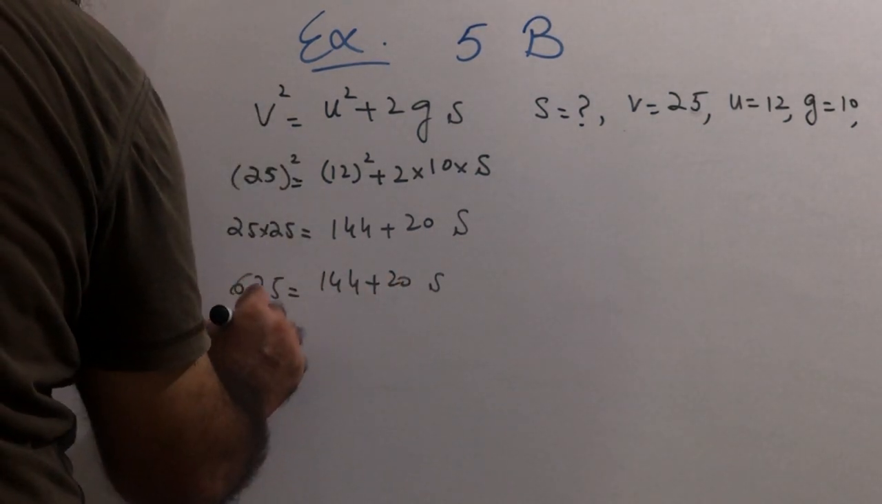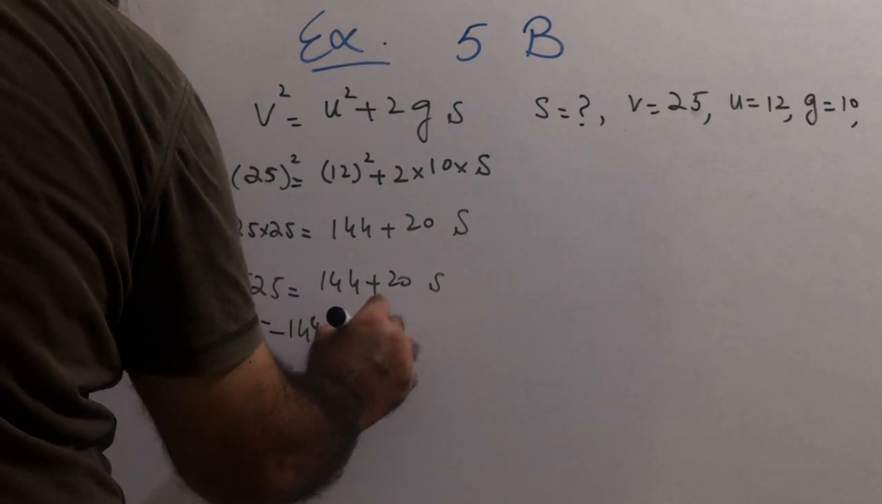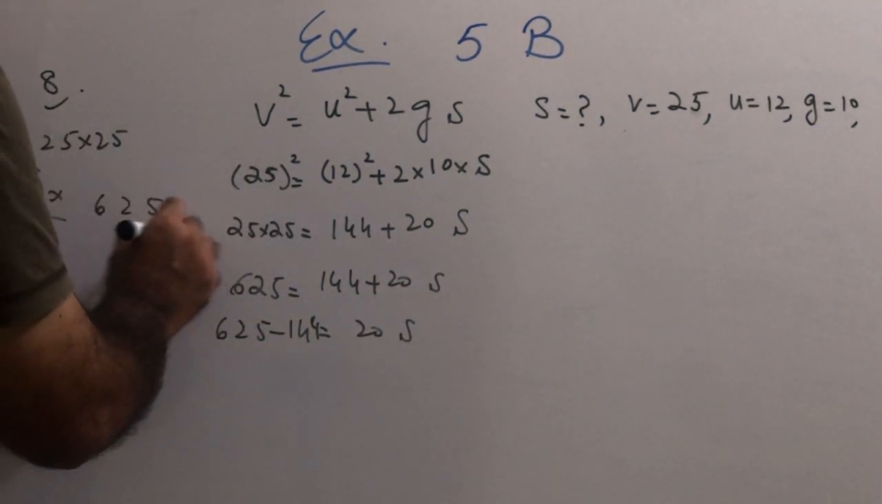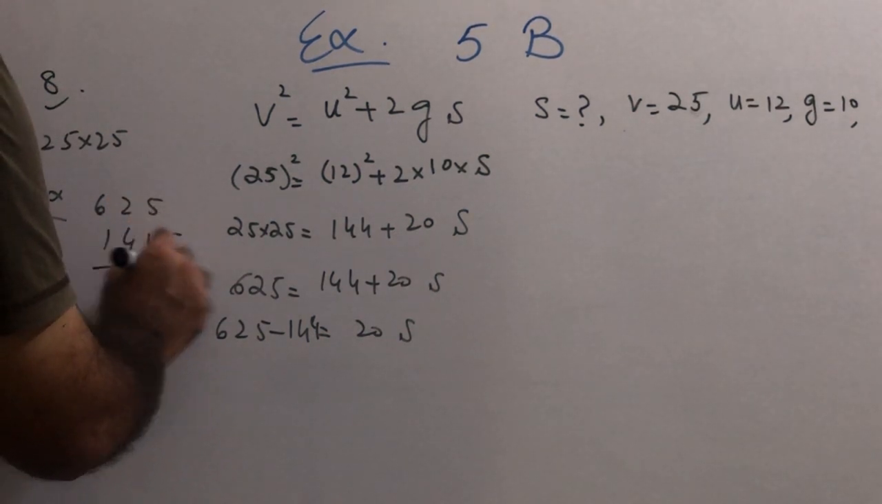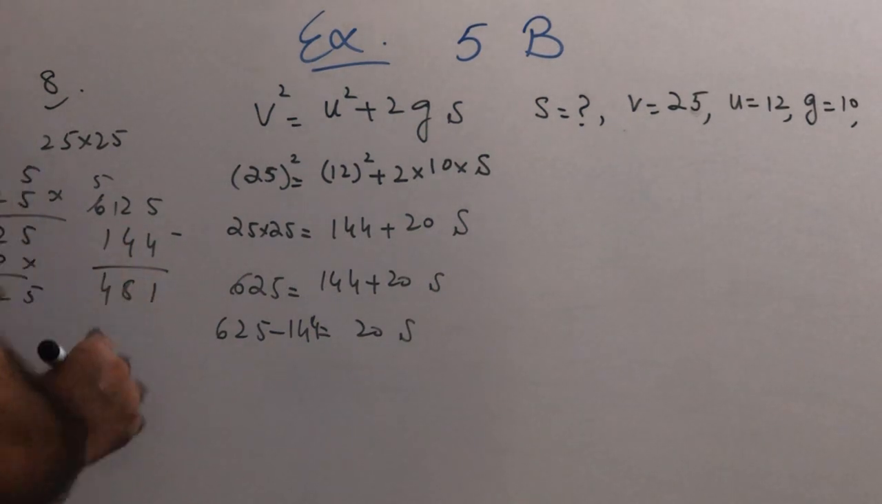144 will be taken to this side, it becomes minus 144 is equal to 20s. So 625 minus 144, it becomes 481.